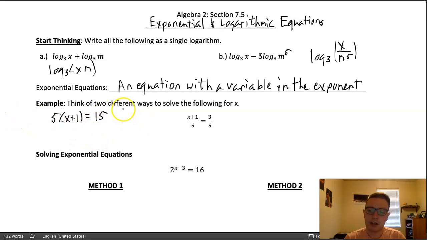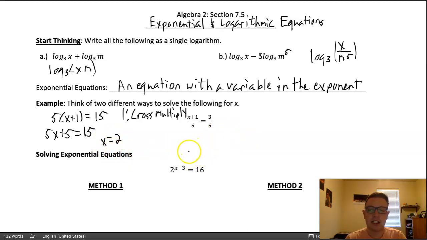So way 1, cross multiply. When we do that, we get 5x plus 5 is equal to 15. Subtract the 5, divide by 5, you get x is equal to 2.